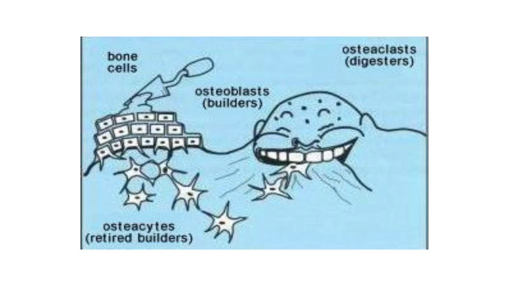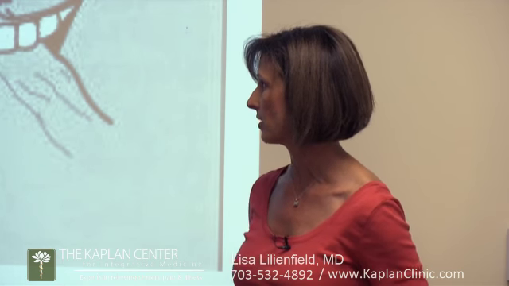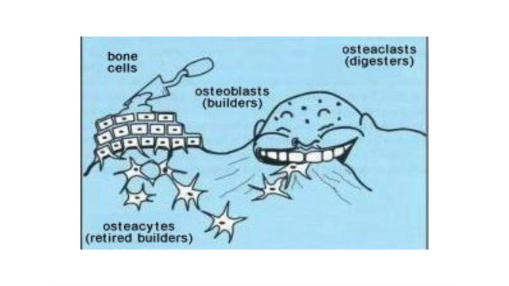So here is a more simplified version of the bone cells. The osteoblasts, you can consider they're builders, and the osteocytes are retired builders, but they're not really retired because they're at the computer and they're on the phone communicating with other osteoblasts and other osteocytes and deciding whether more bone should be made and the bone should be mineralized further. And the osteoclast is the digester, so it eats up the dead bone.